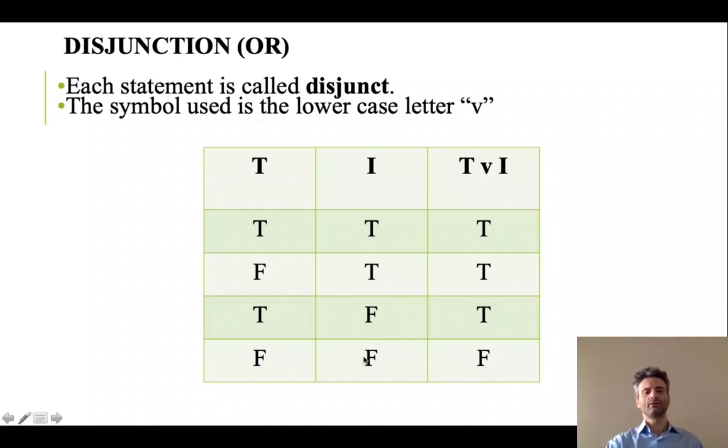Notice, however, that the only way that the compound statement is false is, of course, when both options are false. So if I say either Charlie is tall or Charlie is intelligent, but you say, well, it is false that Charlie is tall and it is false that Charlie is intelligent. Consequently, this would make the compound statement Charlie is tall or Charlie is intelligent false.